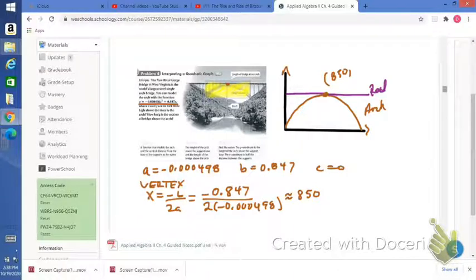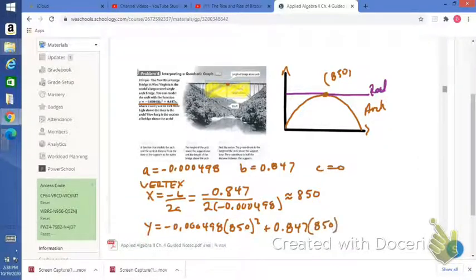Now to find the y-coordinate, we're going to plug in 850 into our equation everywhere we see x. There you go. Alright, we have to enter this into the calculator, and when we do so, we get approximately 360.